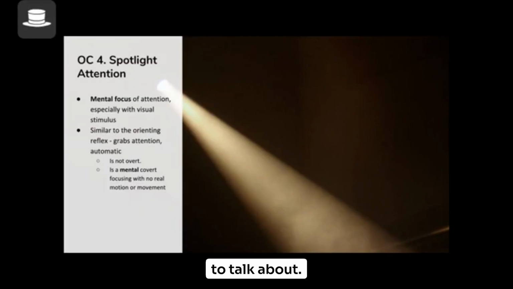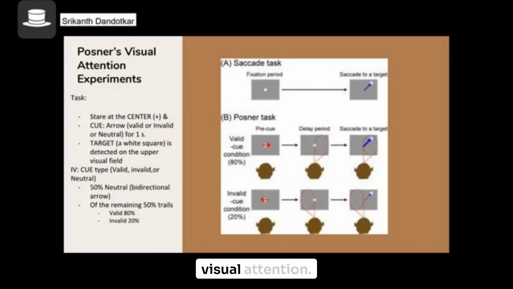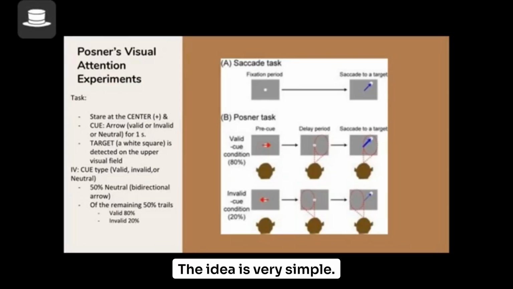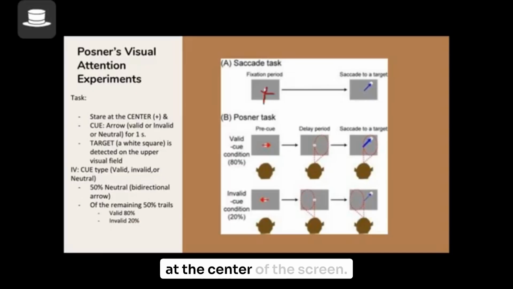Now, to really understand this, I would rather use an analogy or an experiment to talk about, and we'll do that next. So, Posner conducted experiments specific to visual attention. We're going to talk about one such classic experiment. The idea is very simple. The task in this experiment was for the participants to stare at the center of the screen.